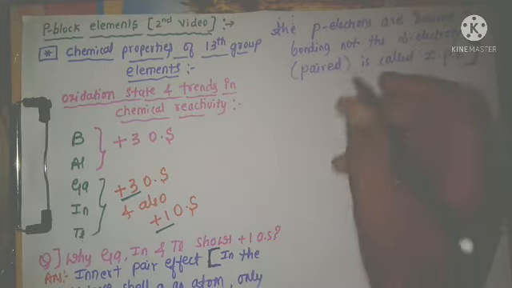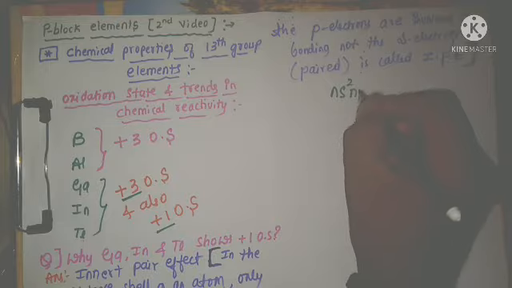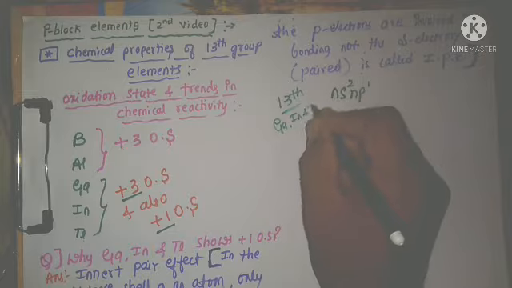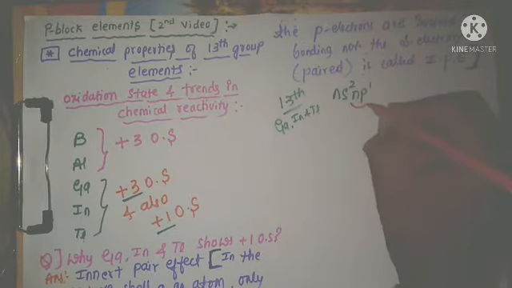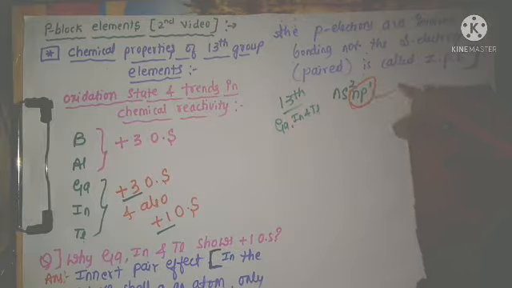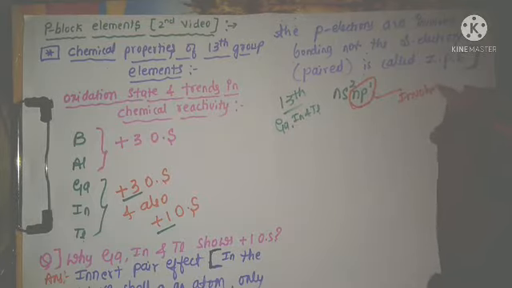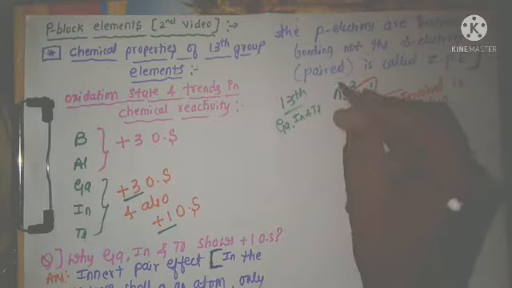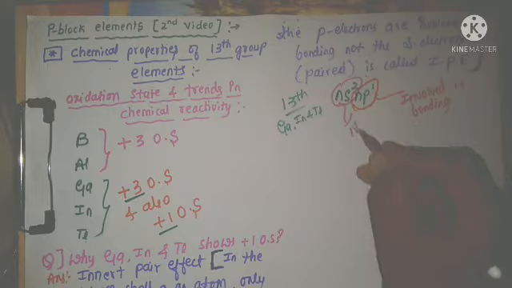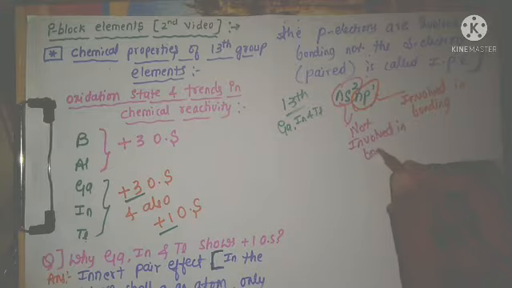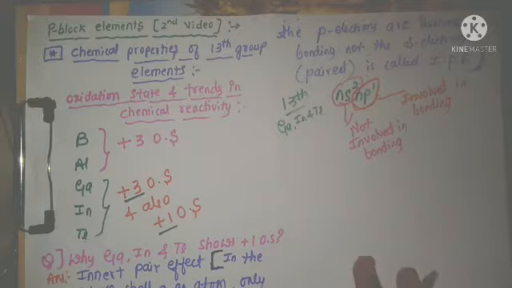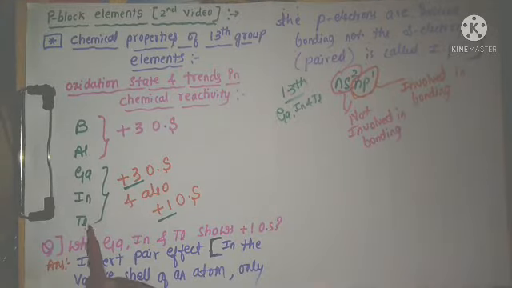If the general valence electronic configuration is ns2 np1, it is for the 13th group, and here it is for gallium, indium and thallium. Only the p electrons are involved in the bonding, whereas these s electrons are not involved in bonding. This effect is called the inert pair effect. Now what about the stability? The +1 oxidation state stability.